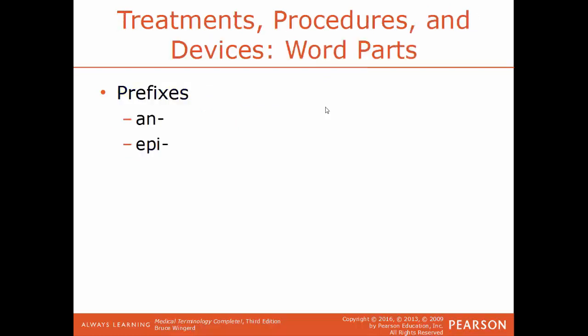All right, I'll talk about some treatments, procedures, and devices of the nervous system. Some word parts. The first ones, the prefixes. An means lacking or without.